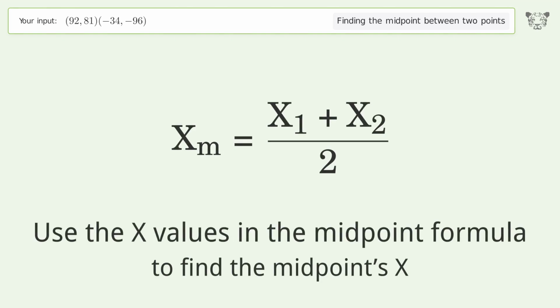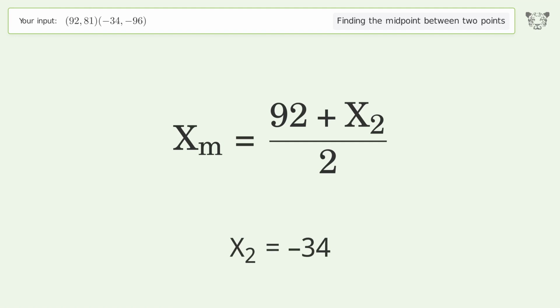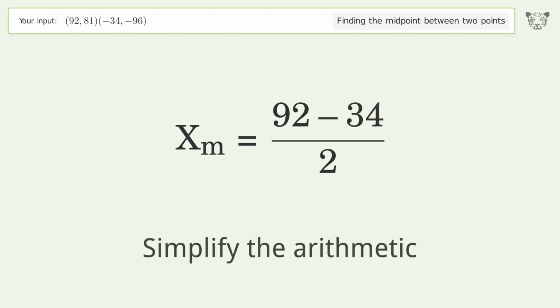Use the x values in the midpoint formula to find the midpoint's x. x1 equals 92. x2 equals -34. Simplify the arithmetic.